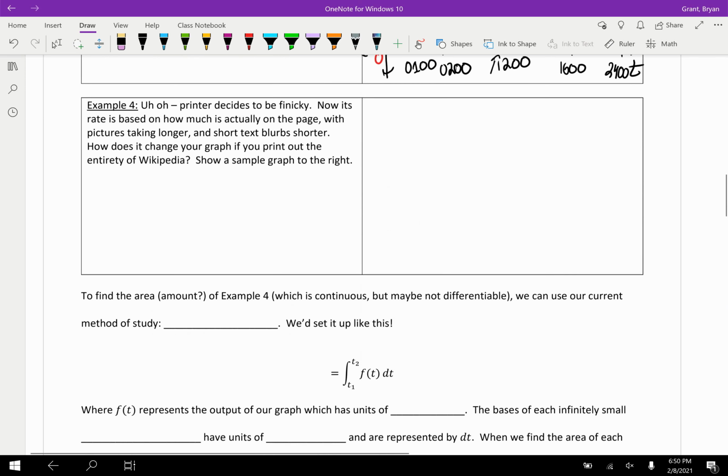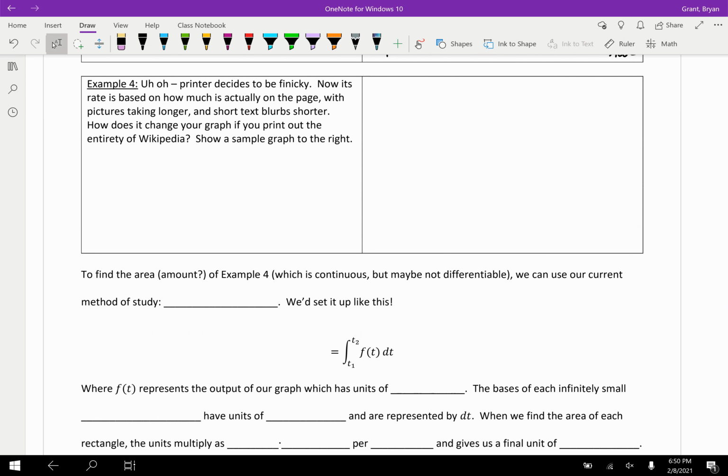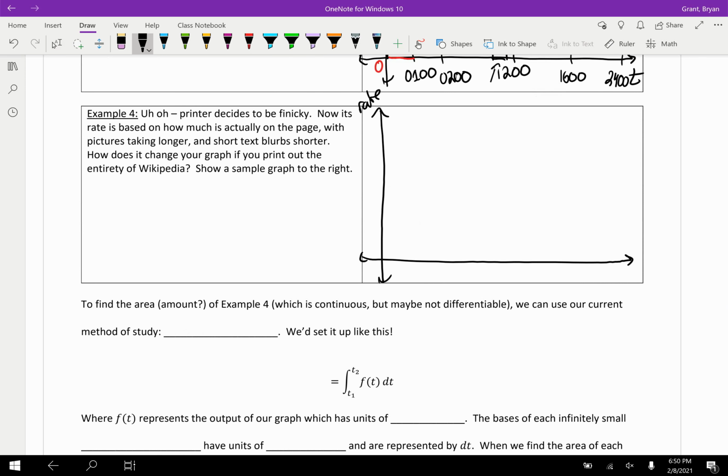So let's look at one more and then get our conclusion in. Now our printer decides to be really weird. And maybe those of you with older printers won't even think that this is weird. You're like, no, this actually makes sense. So now its rate is based on how much is actually on the page.